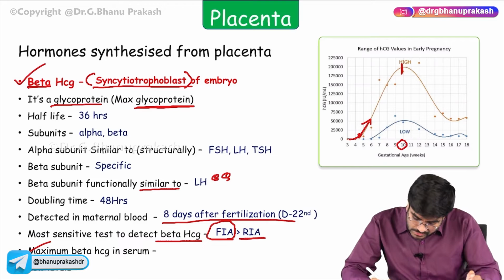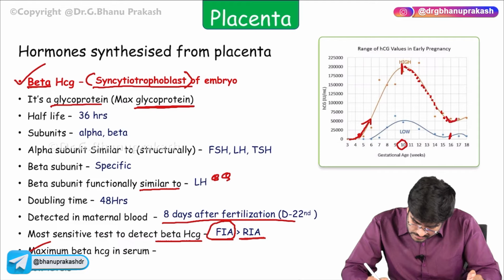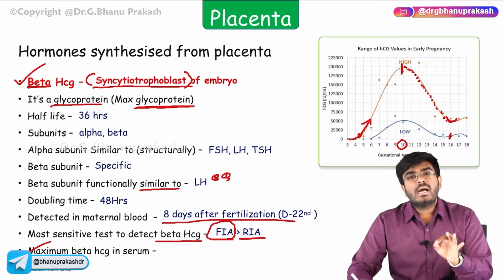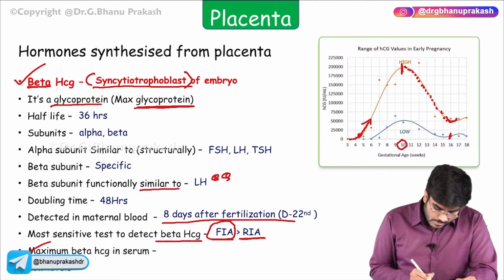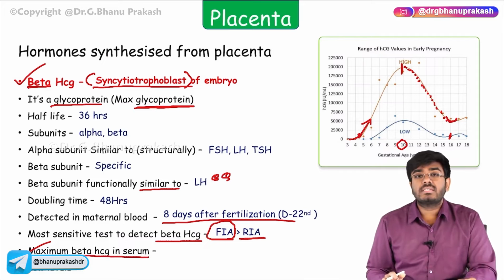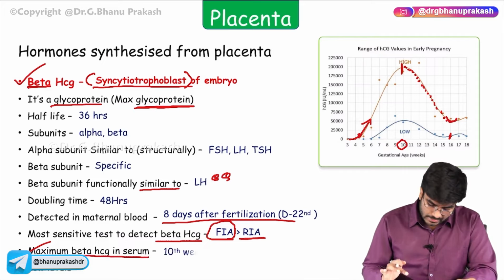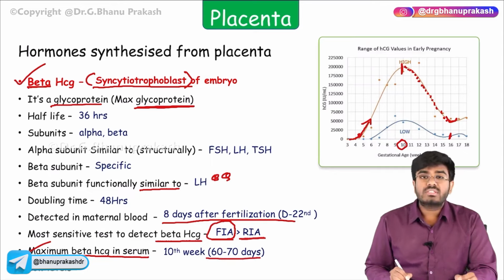But after 10 weeks, the beta HCG value starts to fall down, and by the 16th week, okay, there is the least amount of beta HCG. So an important MCQ: maximum beta HCG is seen in serum by 10 weeks, okay, somewhere around 60 to 70 days.